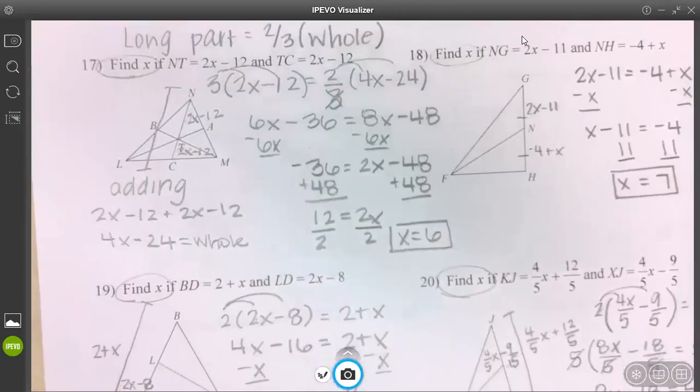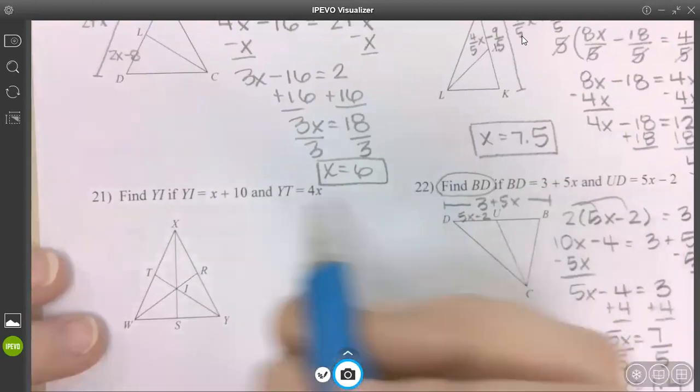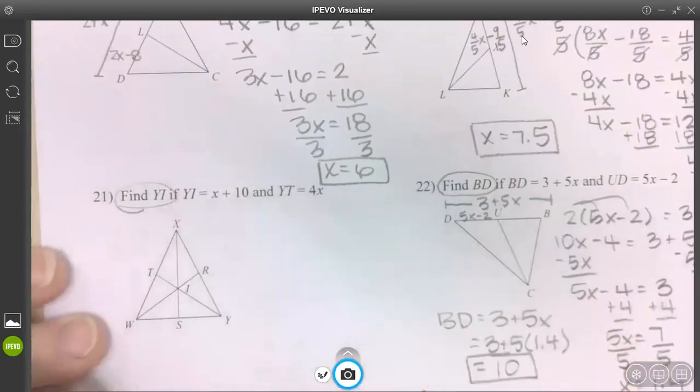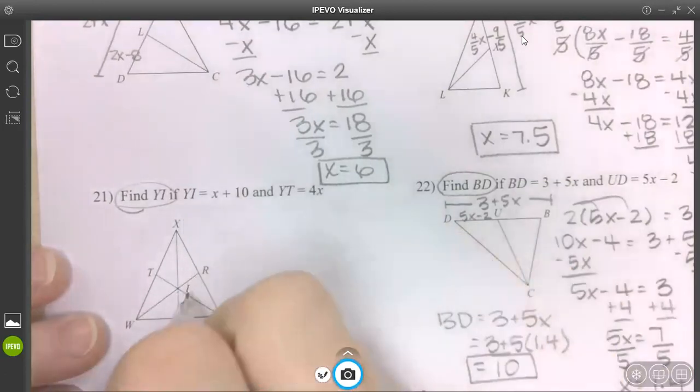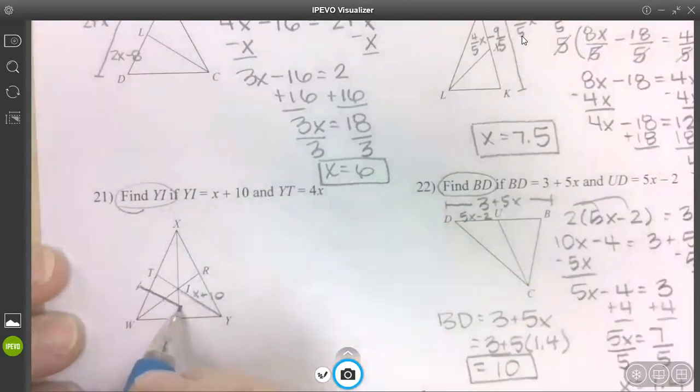21. Drop down to 21. We want to find YI, so be careful of that. We're not finding x anymore. We actually have to plug back in. If you look, it says YI is x plus 10. That's your bigger part compared to it. So this is your big part or your long part. And then it tells you that YT is 4x.